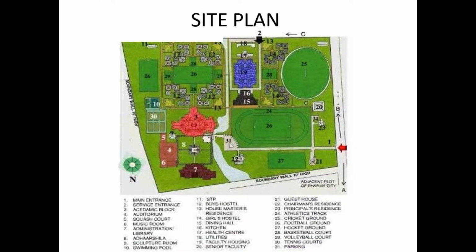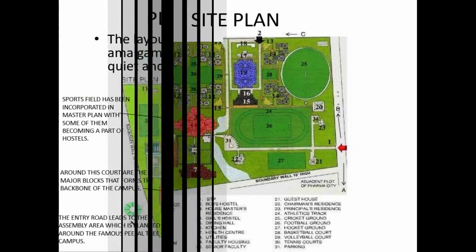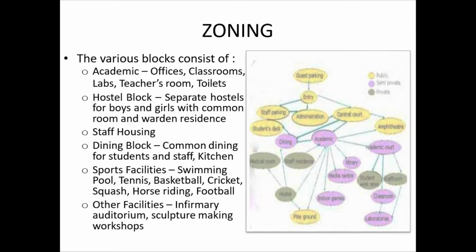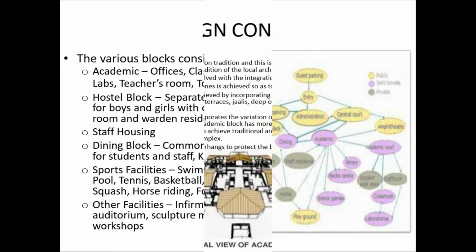Here, we have the planning analysis of the Salakwi School. The layout of the building and the intensive amalgamation of landscaping elements adds to a quiet and learning environment to the school. The academic block is at the entrance and the hostels are situated at the rear of the site. If we look at the zoning, the various blocks consist of academics, hostels, staff housing, dining, sports facilities and other facilities.